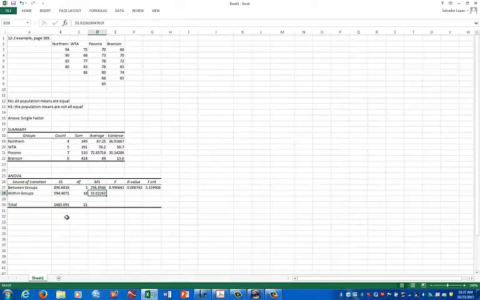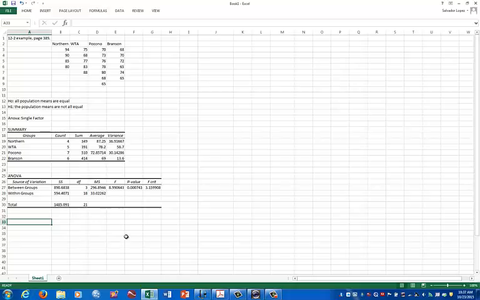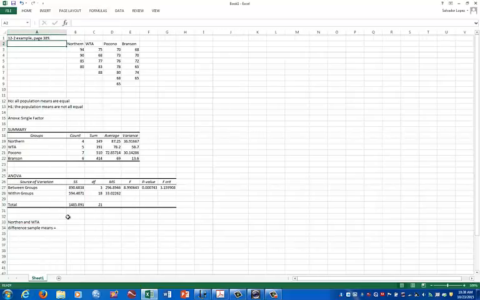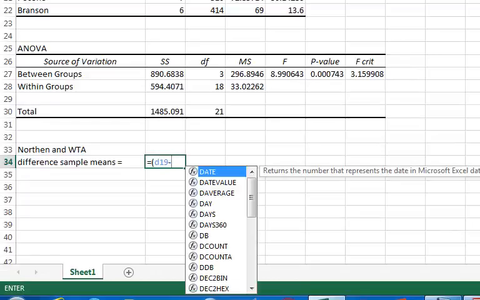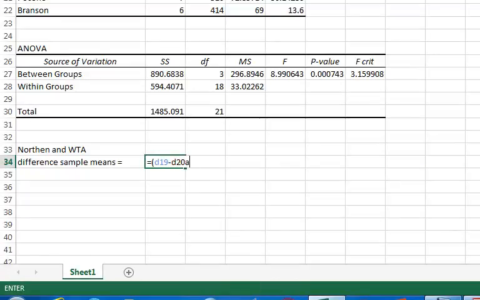So let's look at the case of Northern and NWTA. The difference of sample means would be D19 minus D20. Well, I started with the parentheses, I didn't need it. And that would be the first part of the formula.